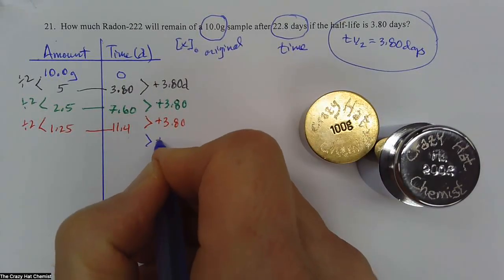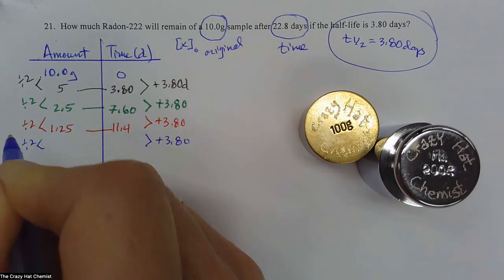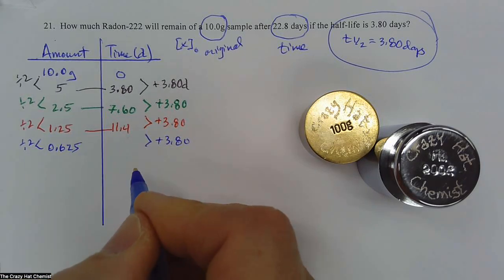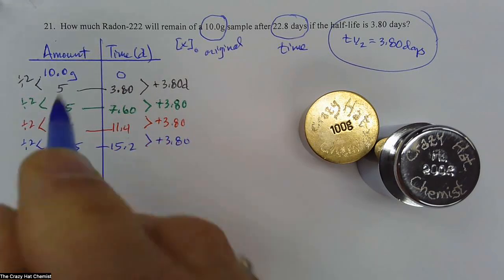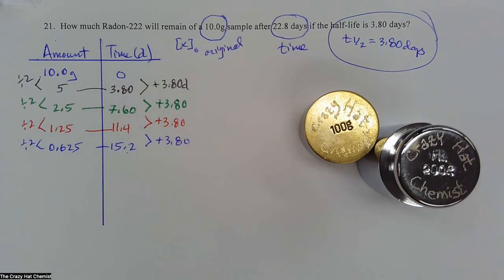So I'm going to have to add 3.80, divide by 2. I'm going to get 0.625, and then the time now is 15.2. Is 15.2 days equal to 22.8 days? The answer is no. So I am not done. So I'm going to keep on hammering on through this process.